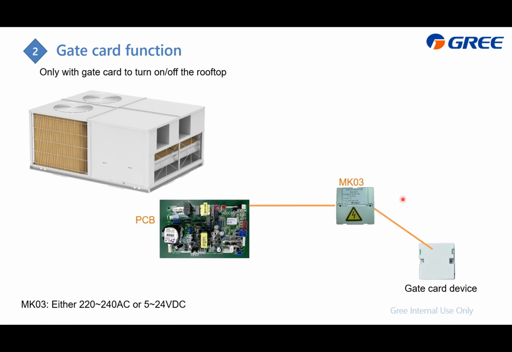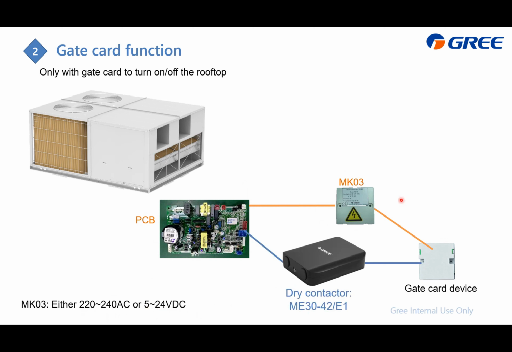There are two methods. First, you need to apply this MK03, then connect to the indoor unit PCB. For this one, we support either AC or DC. On the other hand, you can also use this dry contact to connect to here and also to turn on or turn off the rooftop unit, similar to the new model of the UMatch.